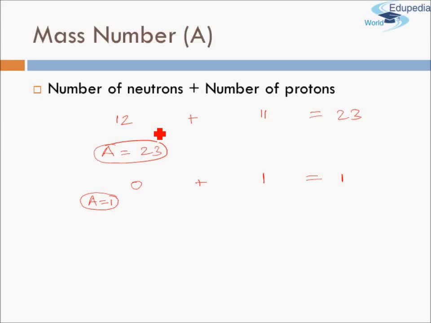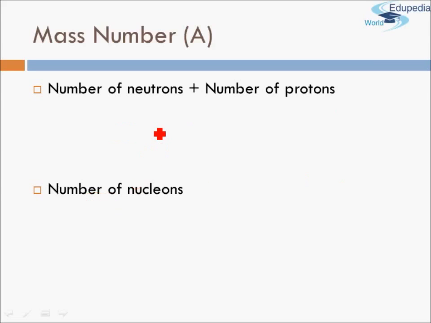Okay, we'll just define mass number as the number of neutrons plus the number of protons, and since both these particles are present inside the nucleus, they are also often called nucleons. We can also define mass number as the total number of nucleons, that is, all the particles present inside the nucleus of the atom. You sum the number of all those particles and what you get is the mass number, capital A.